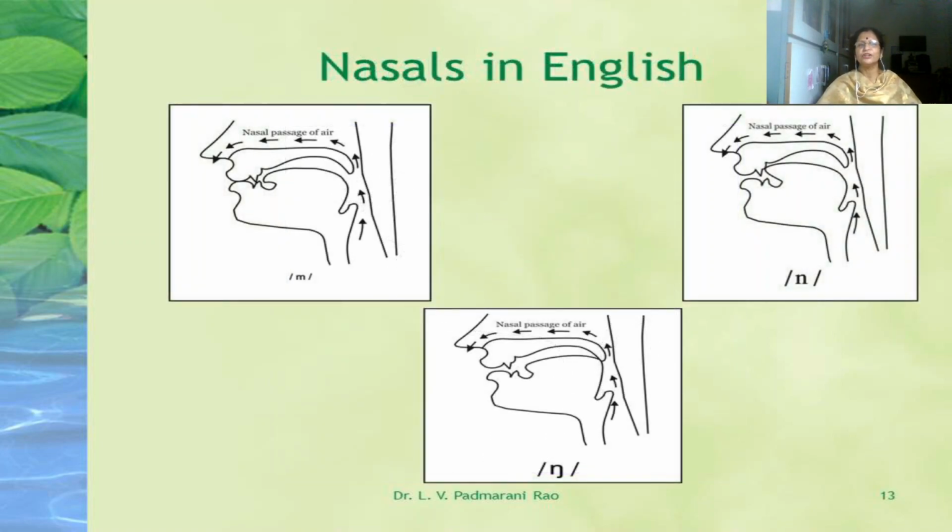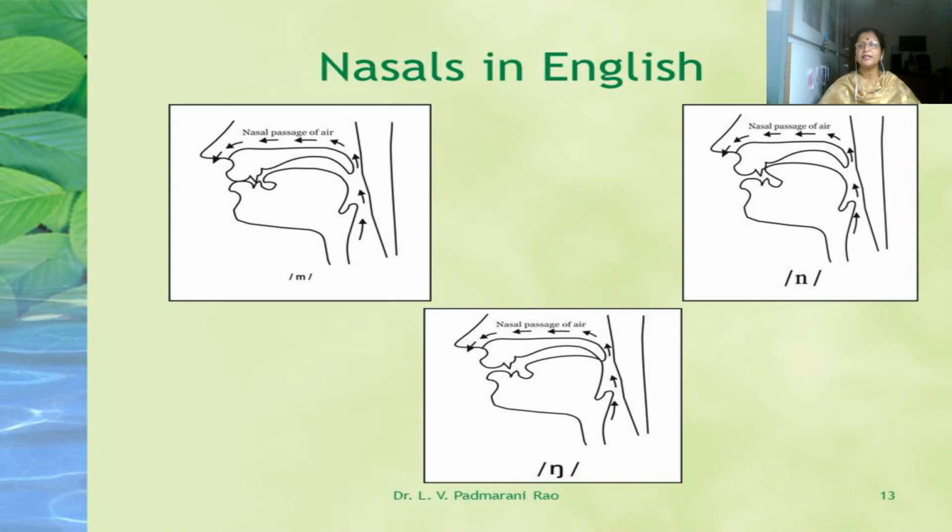So in English, we have three nasal sounds. One is the bilabial nasal, as you could find in the first diagram. The other is the alveolar nasal, as you find in the second diagram. And the third is the velar nasal, as you find in the third diagram. The first is bilabial nasal, the second is alveolar nasal, and the third is velar nasal. Three nasal sounds are there in English.